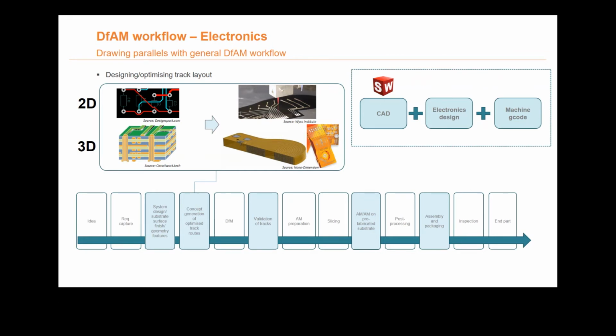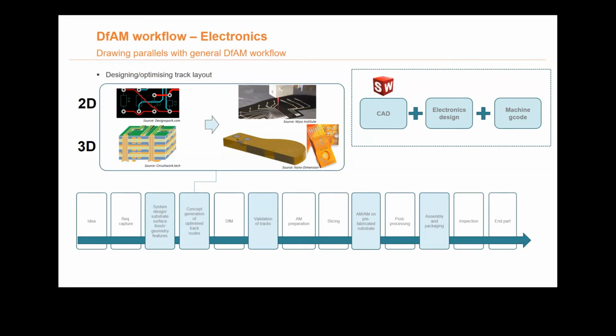So system level design, or part level design, a designer would think more about the surface finish, where your conductor tracks are being adhered to, the substrate material, for example, and the geometry features. So you may have planar or complex non-planar surfaces that you would be printing on. And then you would move on to concept generation of optimized tracks. So comparing that with traditional polymer and metal AM, where you would be using topology optimization and other techniques to optimize your design, here you'll be using 2D or 3D layout optimization for your conductor tracks, and then validation of that, and then moving on to slicing, and then preparation of your model and printing it.